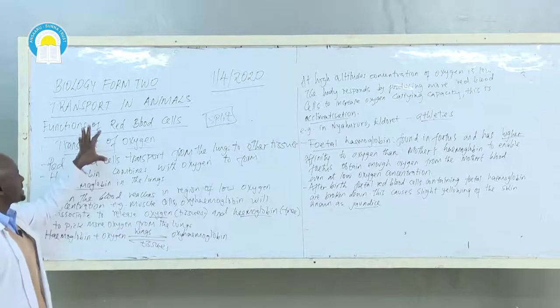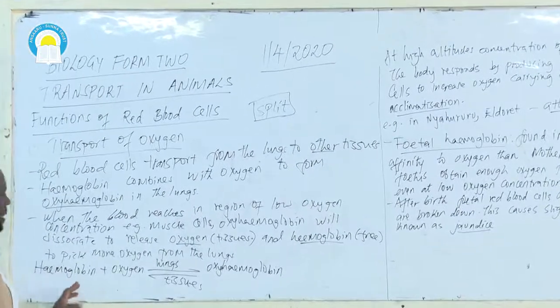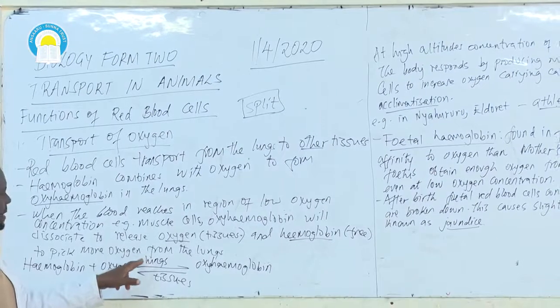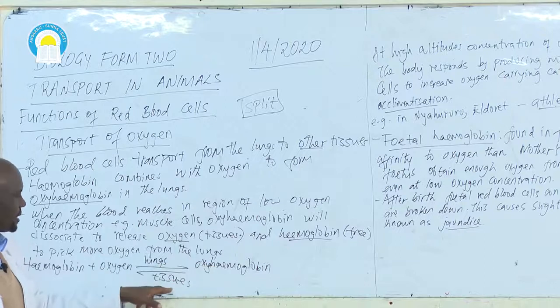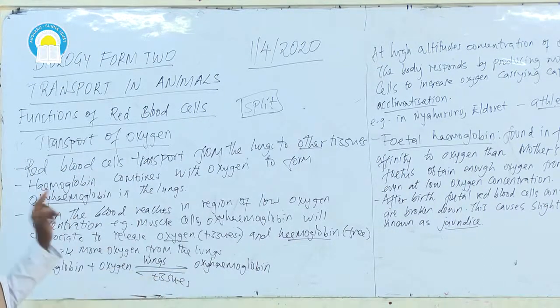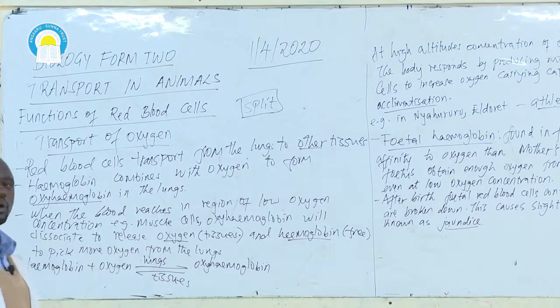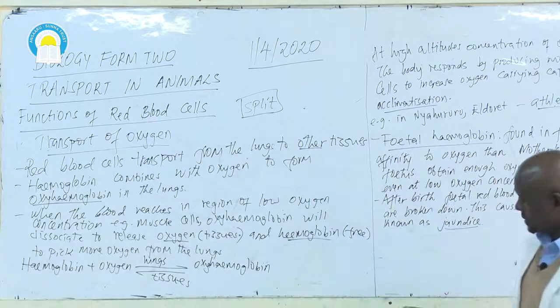So this can be summarized in form of an equation where we have hemoglobin plus oxygen that happens in the lungs to form oxyhemoglobin. Then in the tissues, oxyhemoglobin breaks down or dissociates to release oxygen to the tissues and hemoglobin. So that's what happens in transport of oxygen.